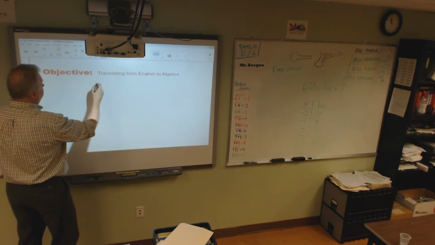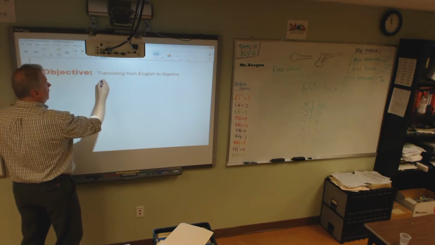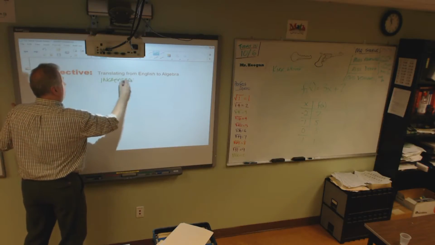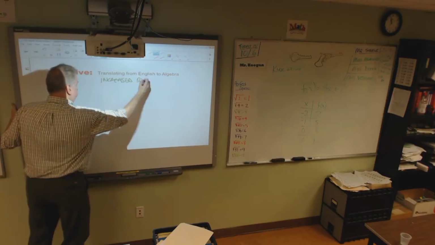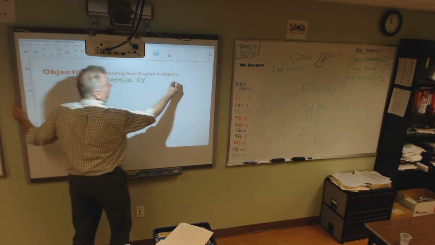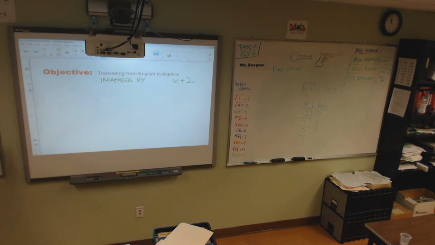So let's start with the easiest one, right? If they say something like increased by, so if they say some number increased by 2, that would be x plus that number. Okay, in this case it would be x plus 2, right? So increased by means you're making something bigger, and when you're making it bigger, you're adding to it, okay?